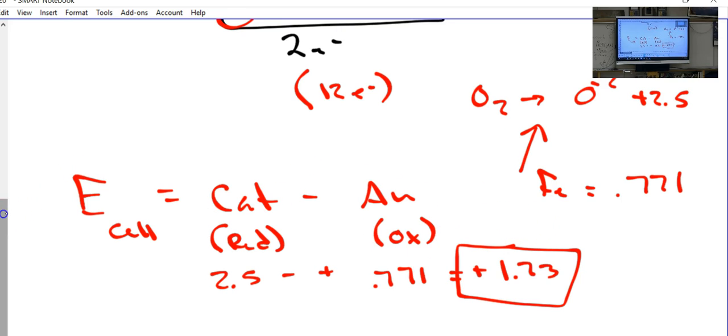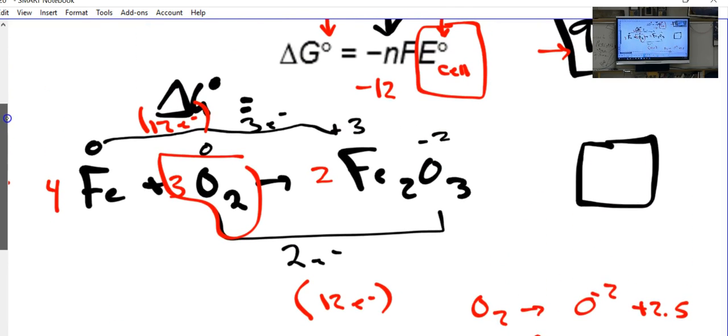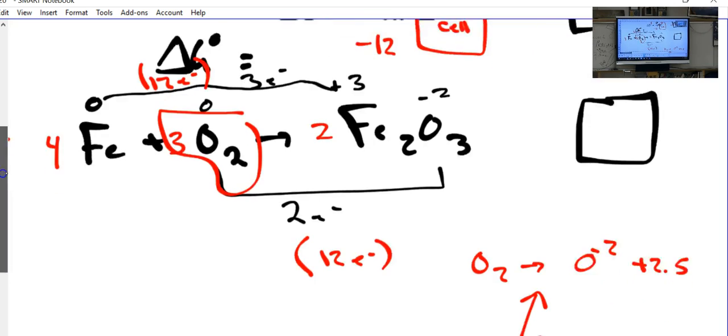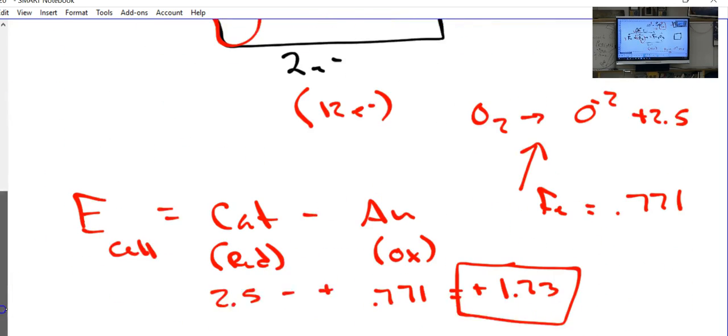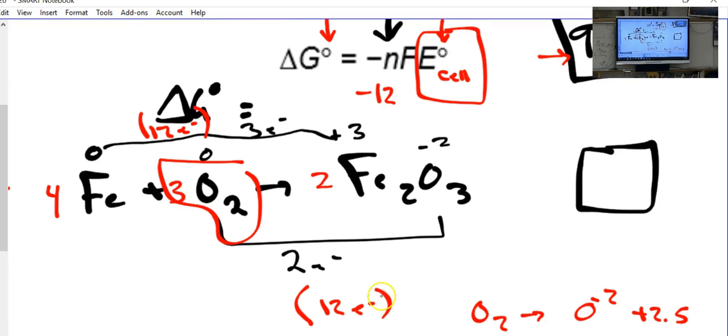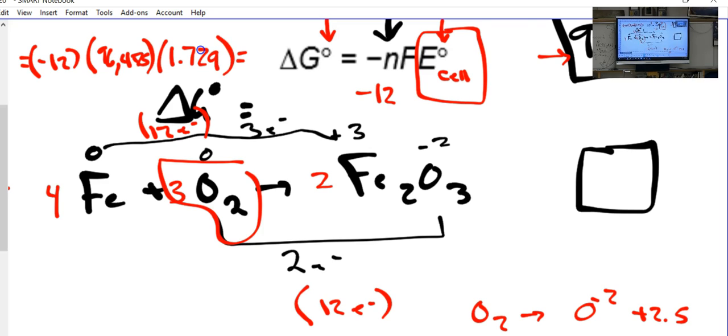All right, now we're really going to use this number up in this equation, right? It is now this value. So here we go. Delta G equals negative 12. That's the electrons transferred. Faraday is 96485. And then we have this, was it 2 point what? Or 1.7? 29. You plug that in.